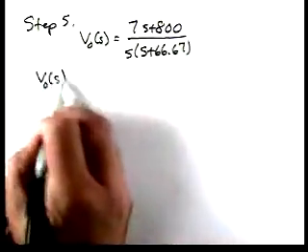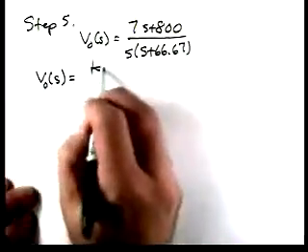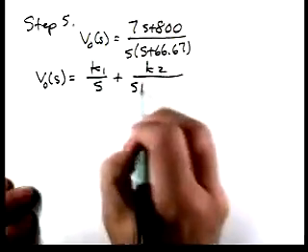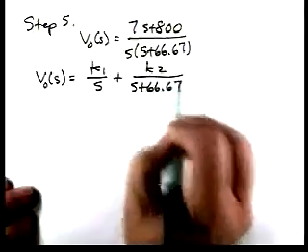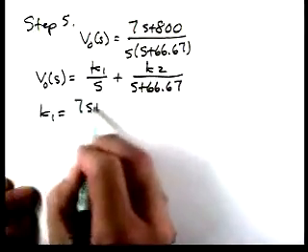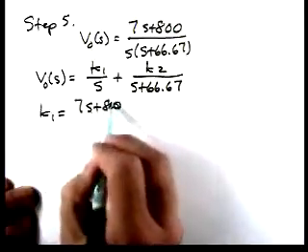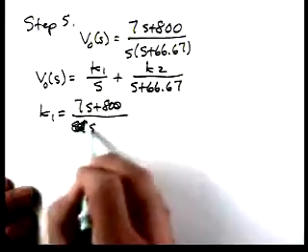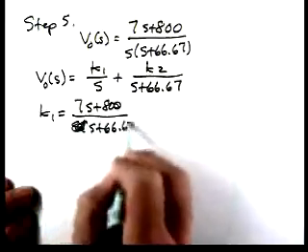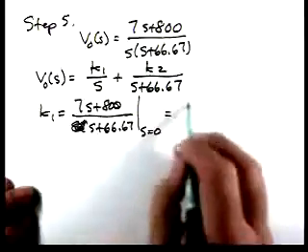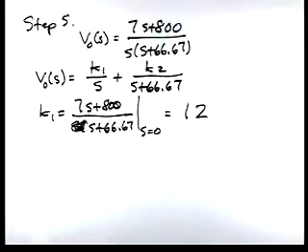The partial fraction expansion for V0 of s is K1 over s plus K2 over s plus 66.67. So K1 is 7s plus 800 over s plus 66.67. We multiply through by s, and then let s equal 0. We get 12 for K1.